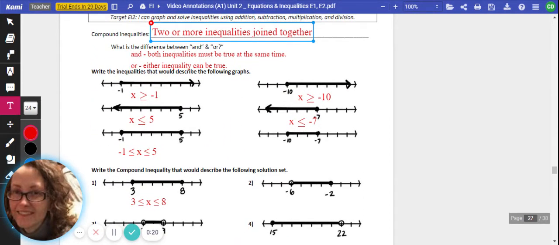So for our compound inequalities, that would be two or more inequalities joined together. For the purposes of this class, we're really only going to be getting into two. And when we're looking at compound inequalities, we need to decide, are those two inequalities being joined together using "and" or "or"? If we're looking at "and", that would mean both inequalities have to be true at the same exact time. If "or", we could have where either inequality can be true.